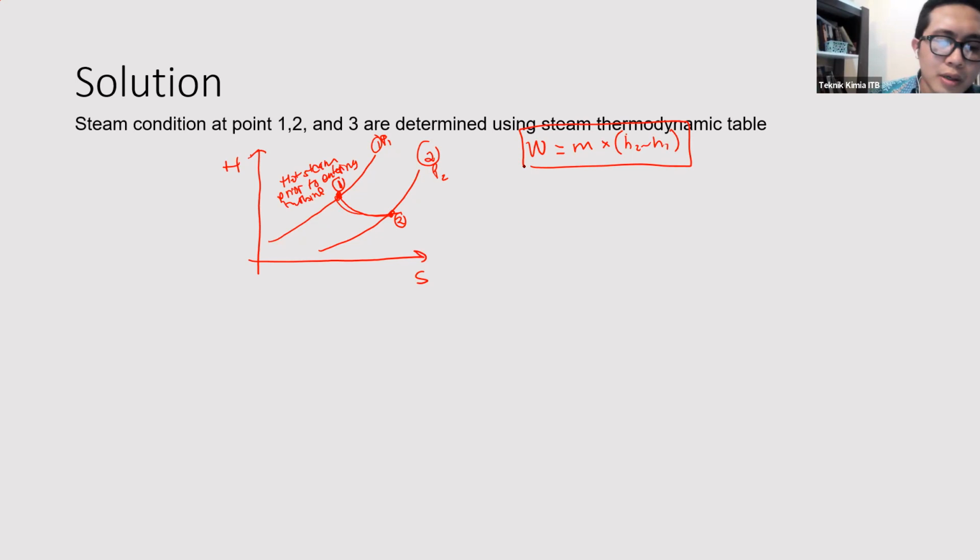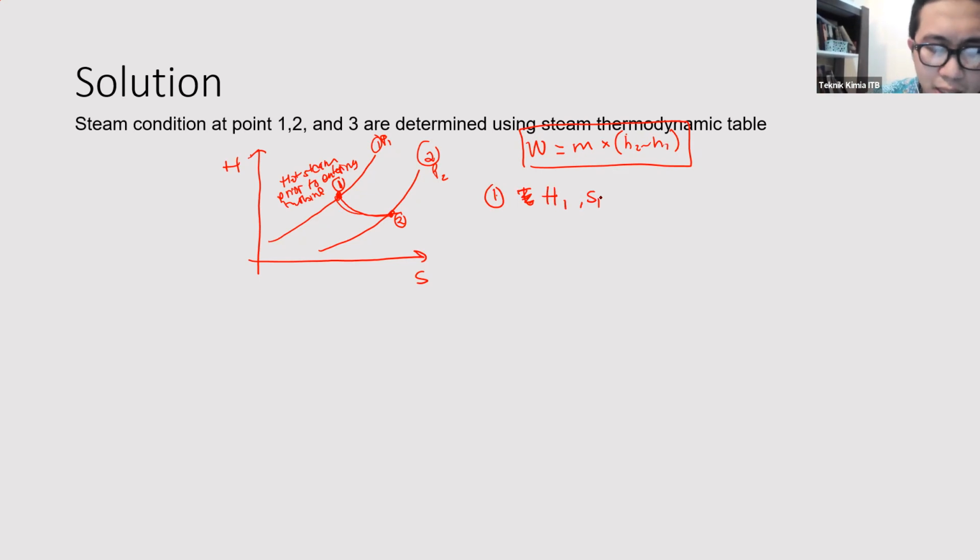Okay, so based on this, the first thing that you need to do is find out the enthalpy at condition number 1 and the enthalpy at condition number 2. So the first step is to find out the enthalpy and also the entropy, which we can notate as H1 and S1.